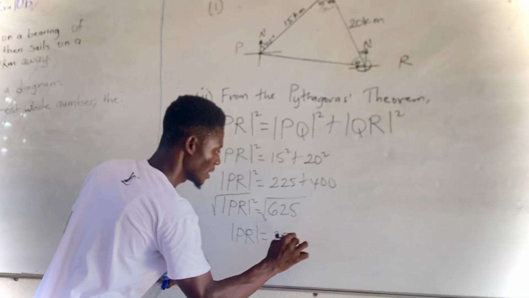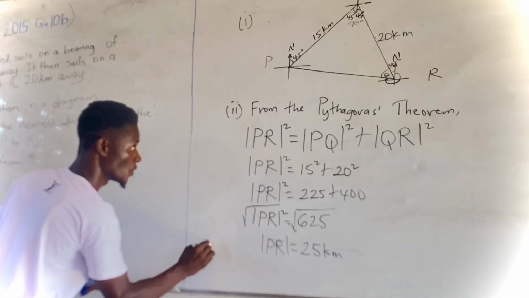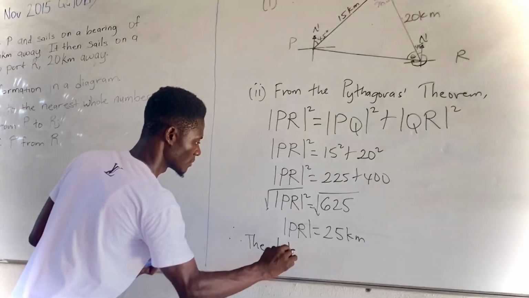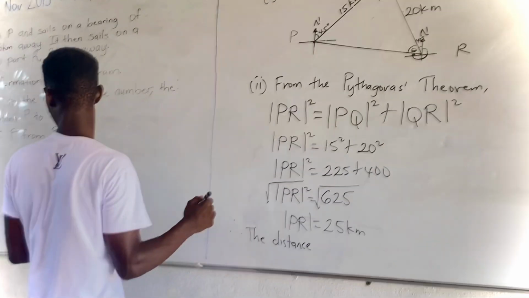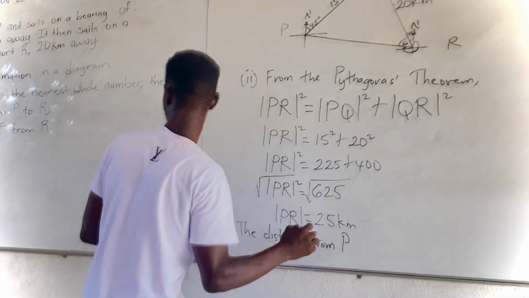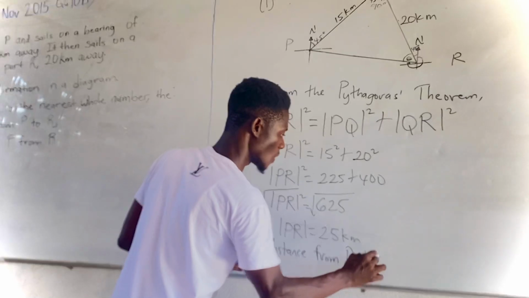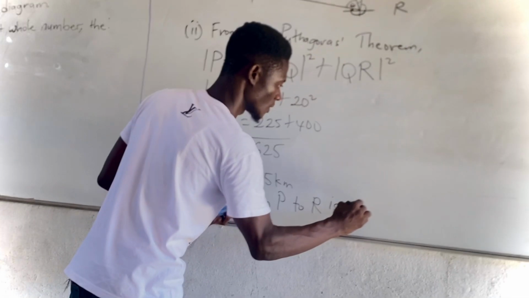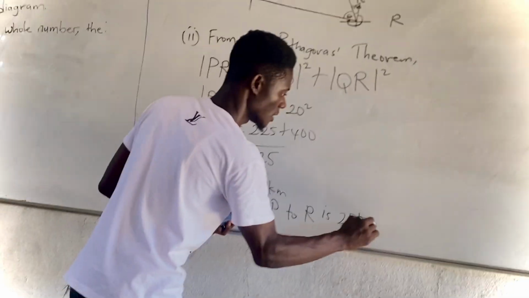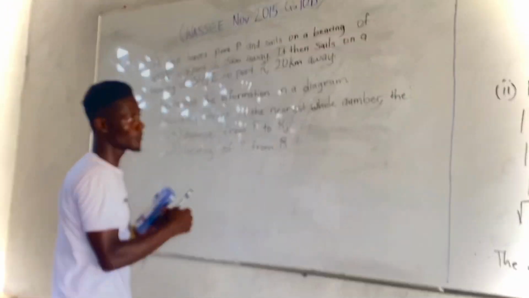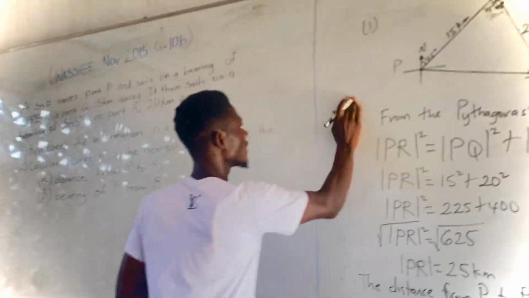Remember, they give it to us in kilometers. We say therefore the distance from P to R is 25 kilometers. So we've completed Roman number 2 alpha.